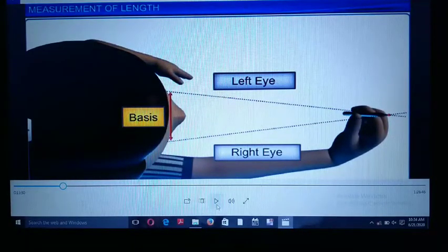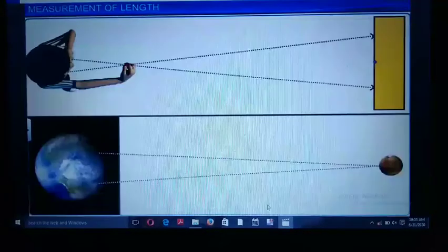The angle formed by two eyes at the position of the pencil is called the parallax angle, and the distance between the two points of observation is called the basis. With the help of this method, we can find out the distance between two stars.